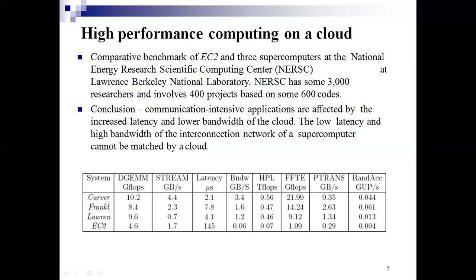Next, here you can just look at the table. We have the system, and DGEMM in GFlops, and STREAM in gigabytes per second, and latency, and bandwidth, and HPL in TFlops, FFTE in GFlops. And this is PTRANS in gigabytes per second. So what is all this?